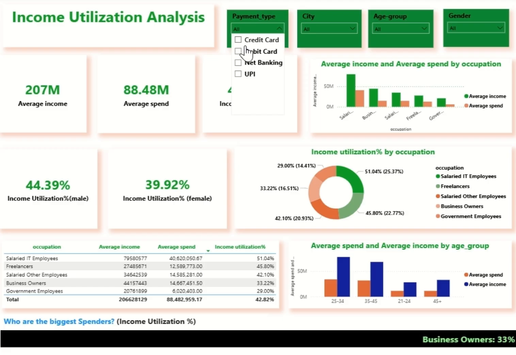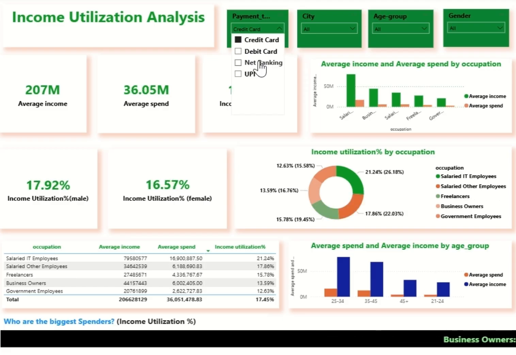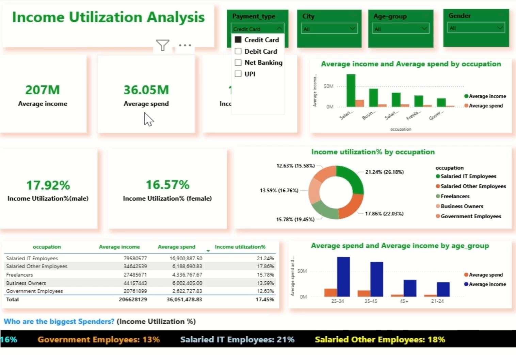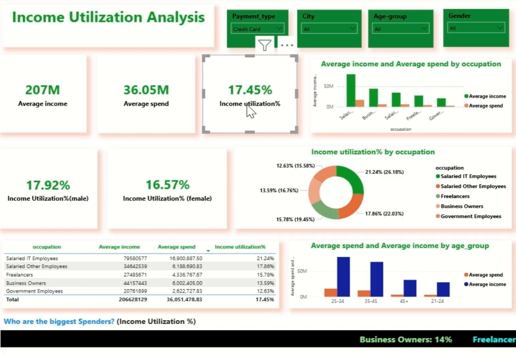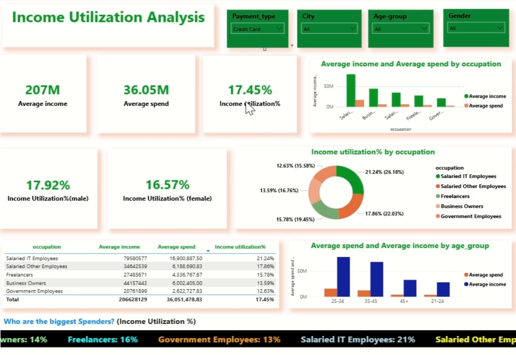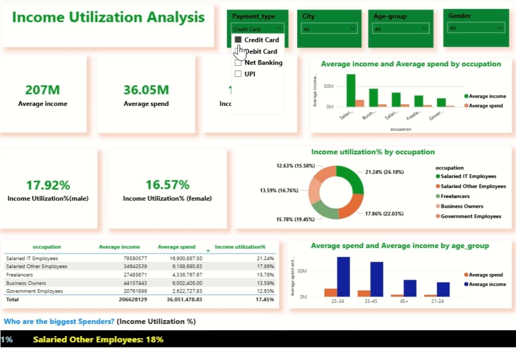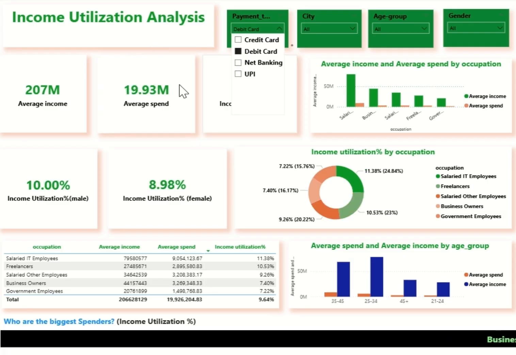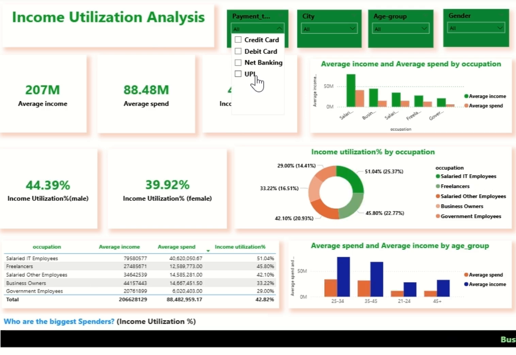So let's say, for example, I want to understand the people who use credit cards. Their average income is 207 and their average spending is 36.05 million. And then their income utilization, you can see, is 17.45%. The same applies to debit card. You can also explore the net banking, the UPI, and so forth.